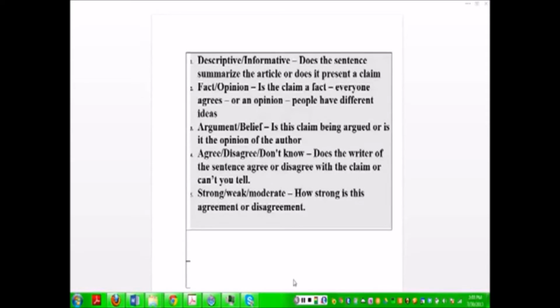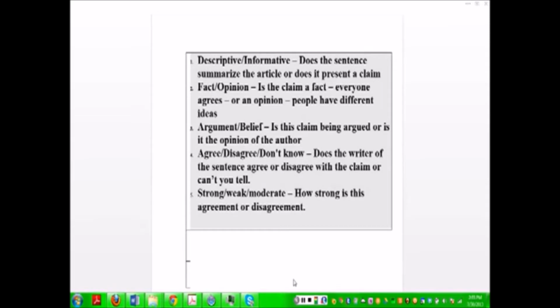So here we're going to talk about informative reporting verbs. And informative reporting verbs are used to present ideas or claims from the author or from yourself. And you're going to use them in all of your assignments whenever you need to report something an author said, or even something you want to say, particularly when you don't want to say it as a fact or too strongly.